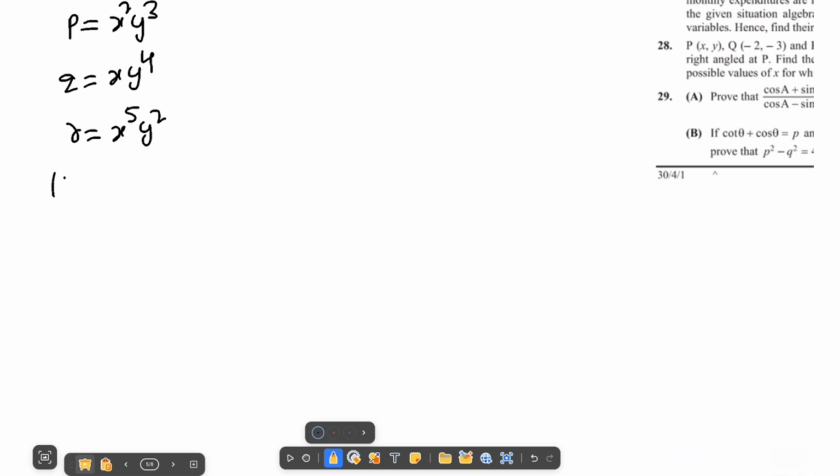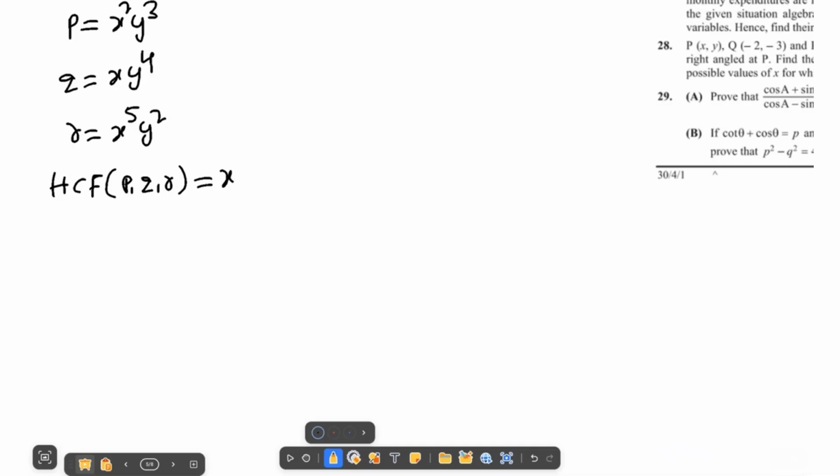So HCF of this PQR. What is the HCF formula? The product of lowest powers of all the common prime factors. First of all, we have to check for common and then for lowest. Here in PQR, x is common and the lowest one is x.